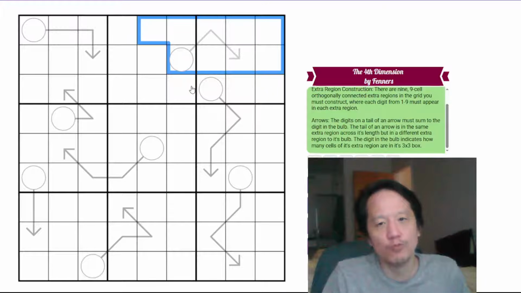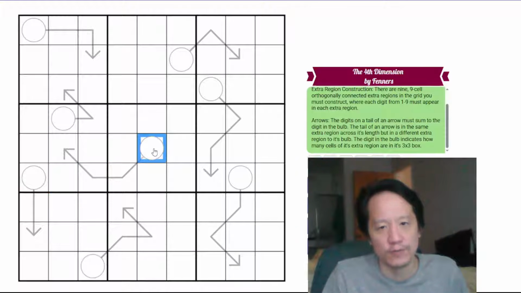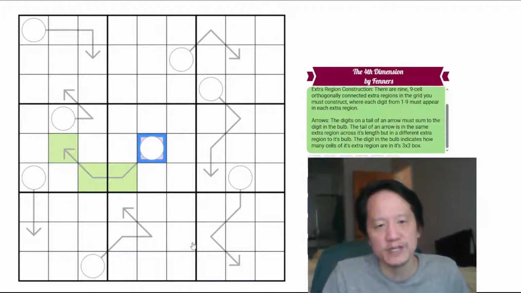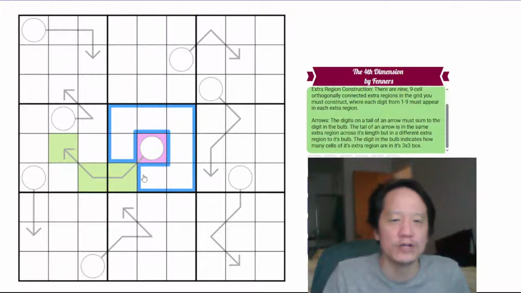Interesting. Where the tail of the arrow is in the same extra region and the bulb is in a different one. So if these are all the same, they are all in the same region, this must be in a different region, right? And the digit in the bulb is the sum of the digits in the tail, but it also indicates how many cells of its extra regions are in its 3x3 box.